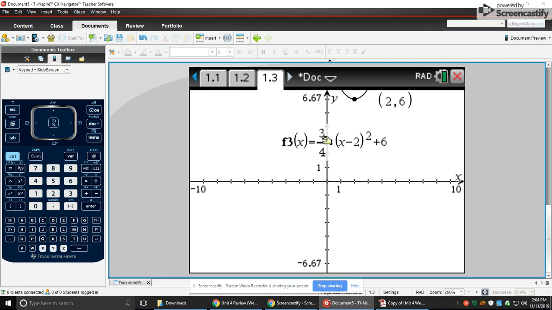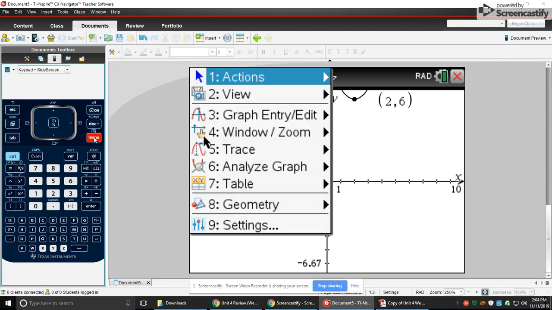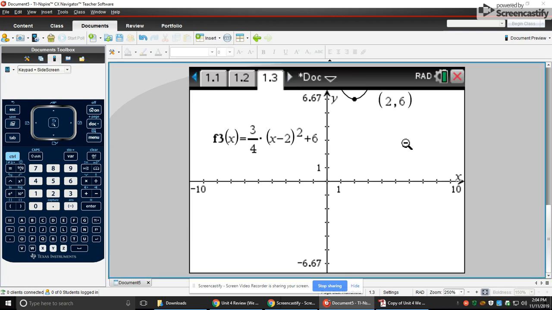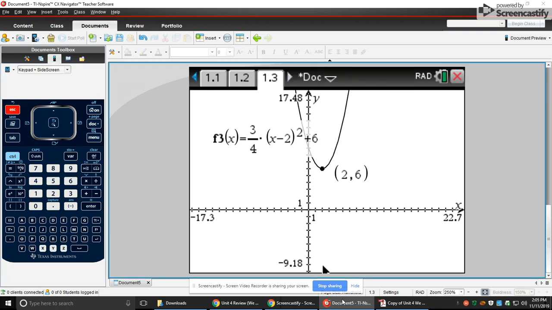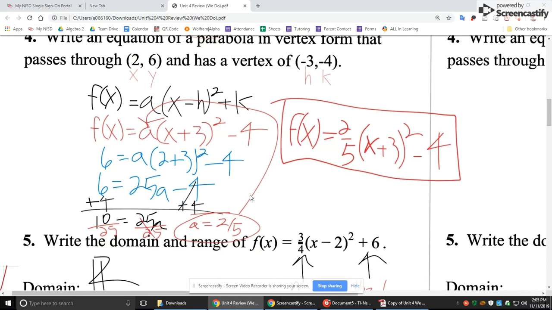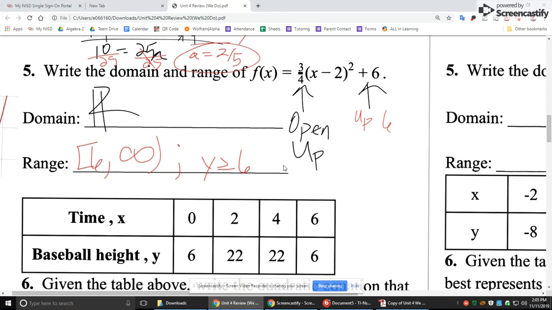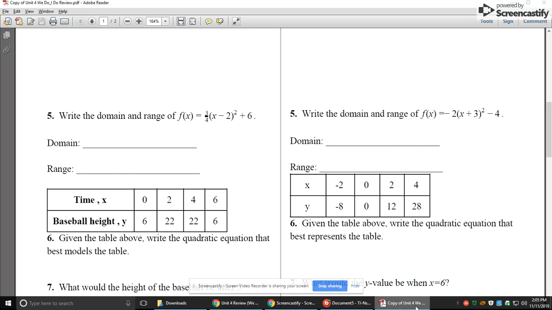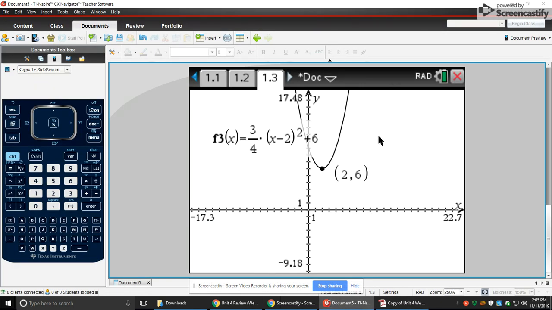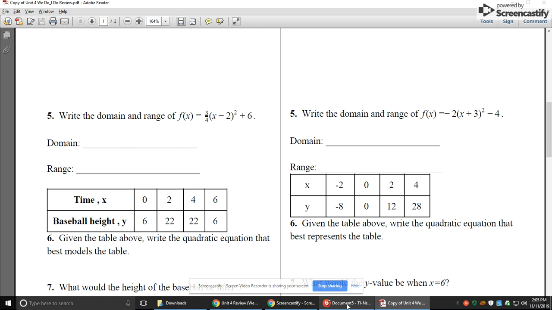So the graph clearly moved up 6, and it's opening up. If you want to see a better graph, just zoom out. So the fact that it went up 6 and my a was positive 3/4, that alone tells me that the range is going to be greater than or equal to whatever the y-value of the vertex was. So y is greater than or equal to 6, or [6, infinity), with 6 in a bracket. And then your domain is always all real numbers, because it's going left and right. Okay, so yeah, domain is always all real numbers.